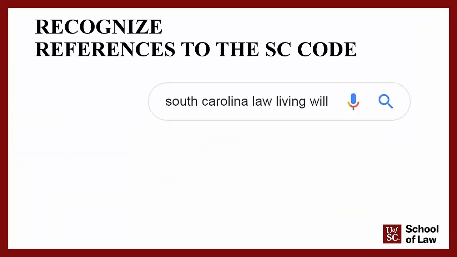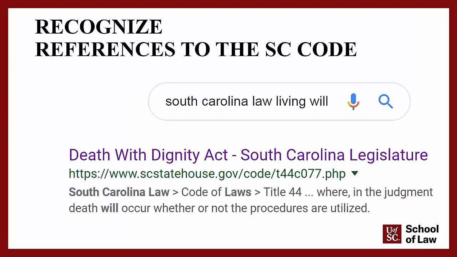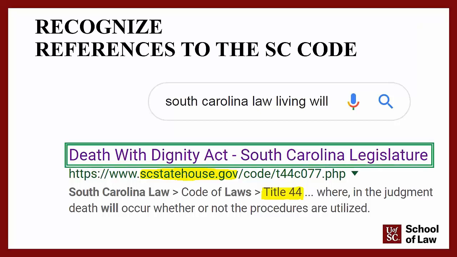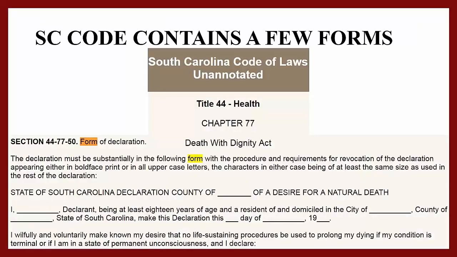Also, when you're Googling to recognize a reference to the South Carolina Code, this is one example of what that would look like in Google results. You're looking for scstatehouse.gov as the website, and you're looking for something like a title or a chapter. Each chapter of the South Carolina Code has its own webpage that is Googleable, and so those can be very reliable links. So if we click that link, it's going to take us to the page in the South Carolina Code that's Title 44, Chapter 77.